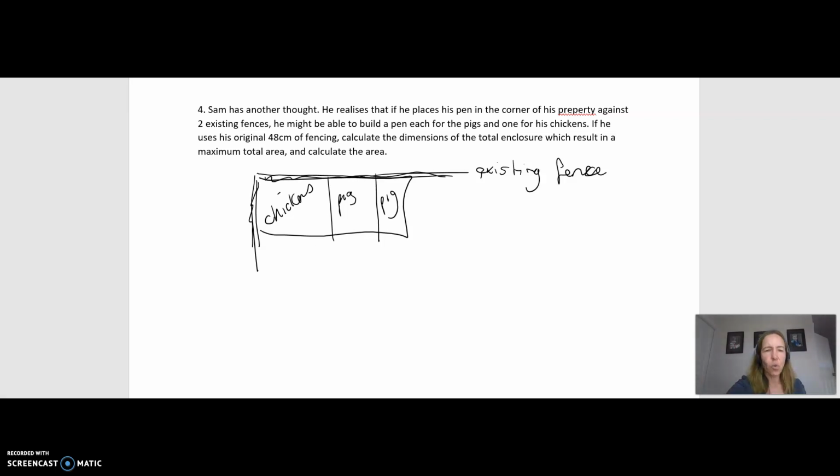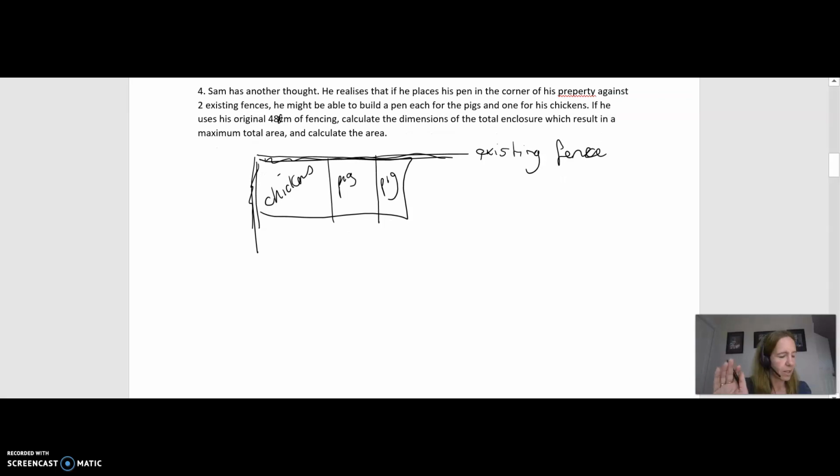Okay, I'm on to question 4. Sam has another thought. He realized that if he places the pen in the corner, so I've got an existing fence there, and he's just going to use that 48 meters, sorry, not centimeters, of fencing to make these 3. Now, I'm just going to make them all the same size.